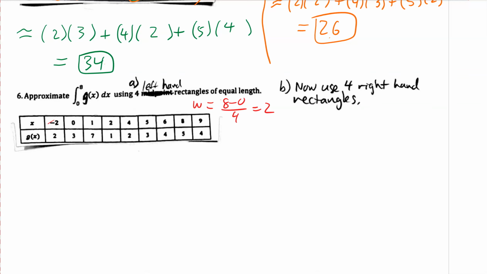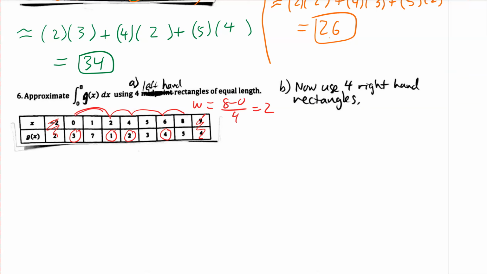Okay, don't use this at all. There's nothing going on over there. Don't use the 9 and 4. So 0 to 8. Here we go. 0 to 2, 2 to 4, 4 to 6, 6 to 8. All right, if you're doing left-hand rectangles, you will be choosing the left side, the left, and the left, not the right.